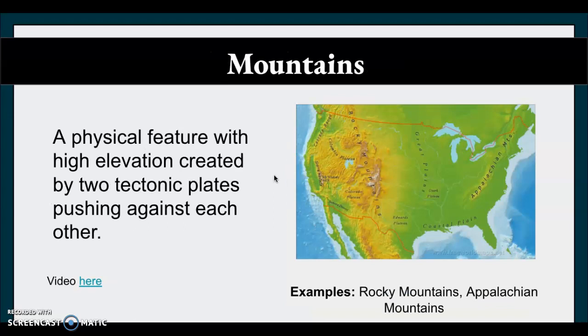The first one we're talking about is mountains, which is a physical feature with high elevation created by two tectonic plates pushing against each other. If you take science with Miss Bass, she's probably gone over those different plate tectonic movements with you. One of those creates mountains. In the United States, we have the Rocky Mountains over to the west, and in the east, we have the Appalachian Mountains.